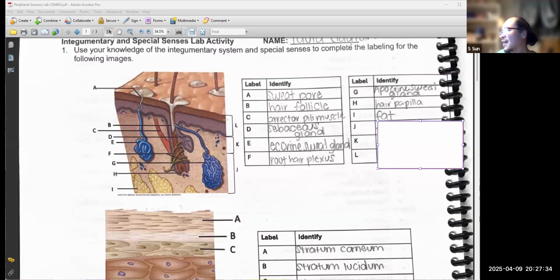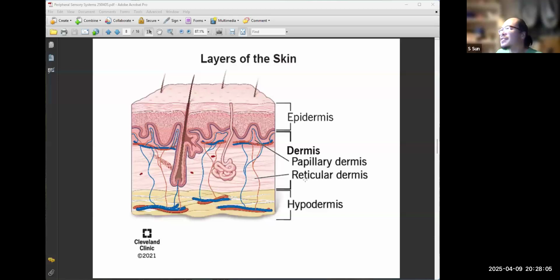L is the epidermis. Let me switch back, because the answer this one provides is not accurate, so I'm not going to show you that. Let me show you here. Stop sharing and share again. So J is reticular dermis, K is papillary dermis, L is epidermis. So that's that.